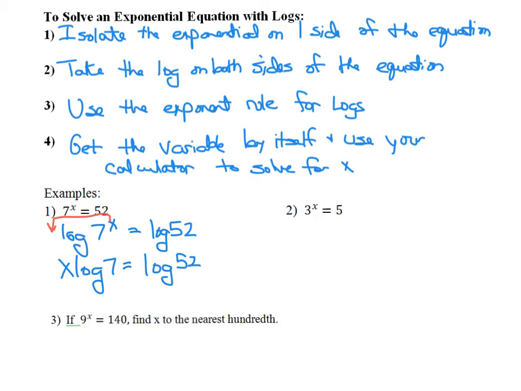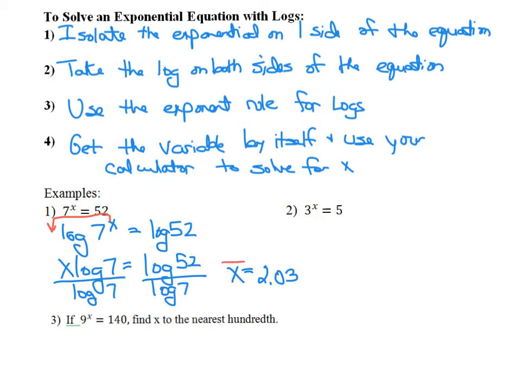And then I'm going to go to my calculator, but first I want to divide both sides by log of 7. So on my calculator I get that x must be equal to log of 52 divided by log of 7, and again don't forget to close parentheses on each number after the log. This gives me the answer 2.03.